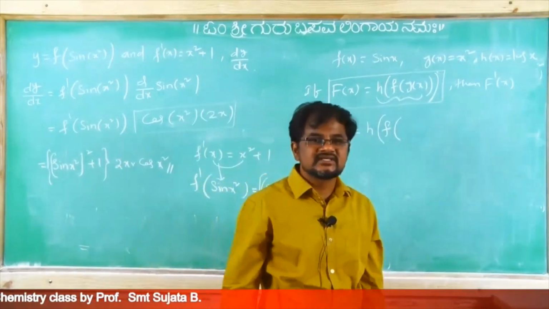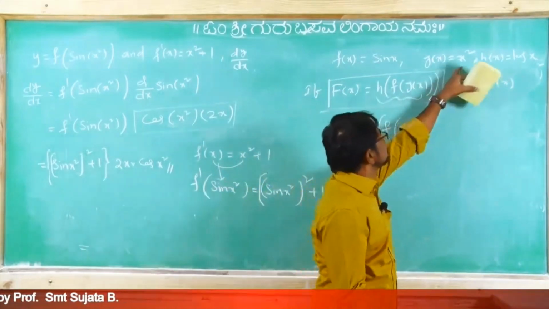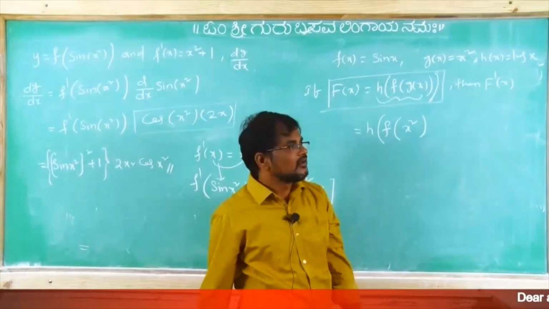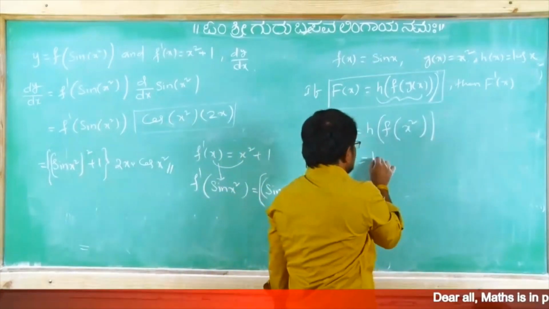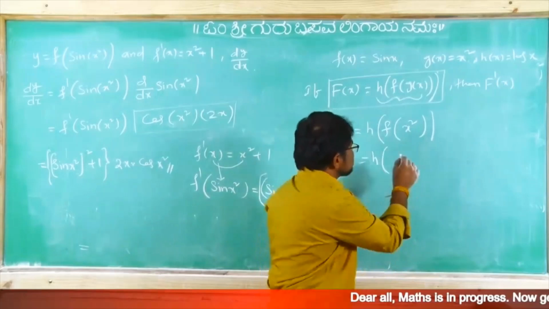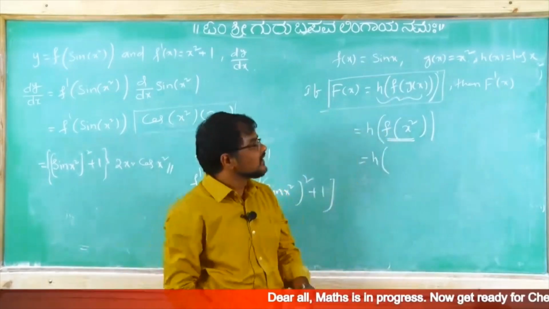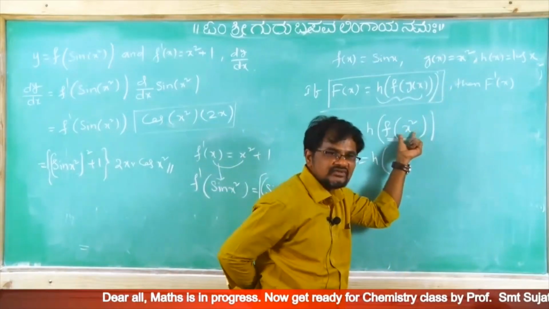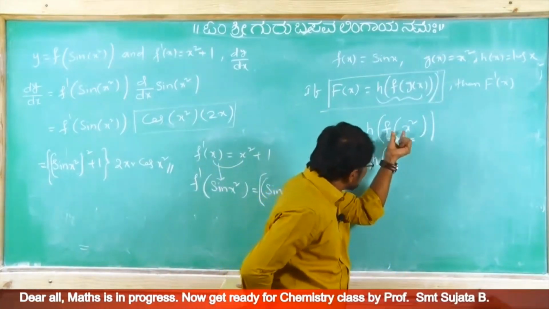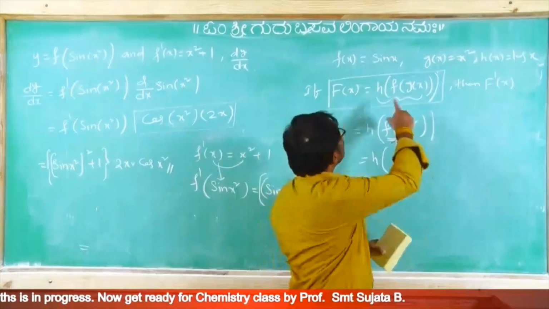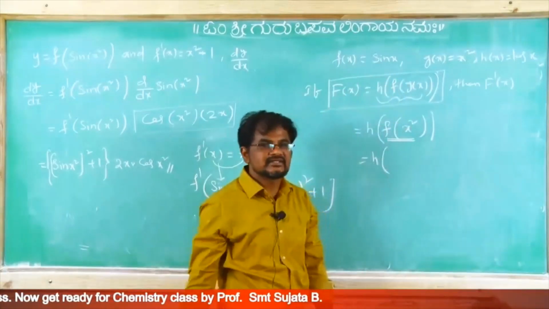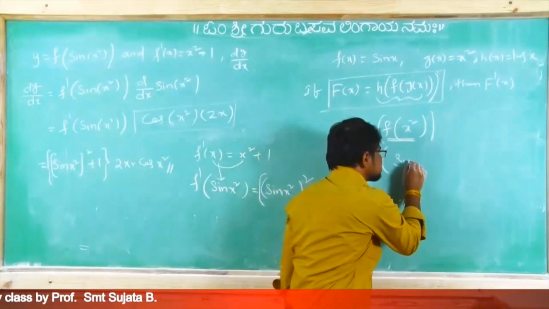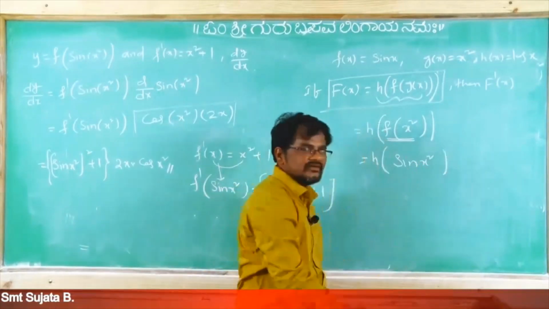What is g of x? g of x they have given as x square. Now h of f of, once you observe, all of you listen carefully. In place of g of x, the function they have given, you substitute. Again f of x. What is f of x? Sin x. It means replace x by x square, so sin x square.